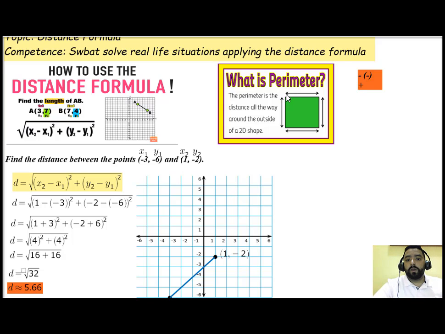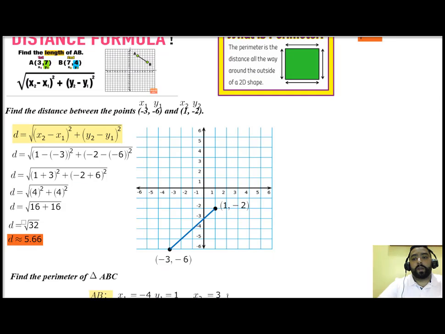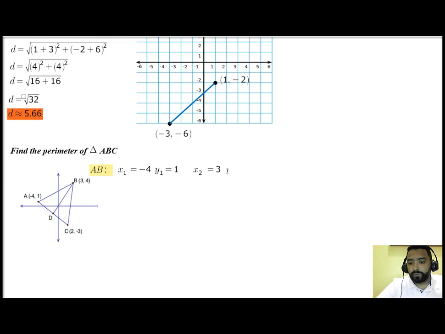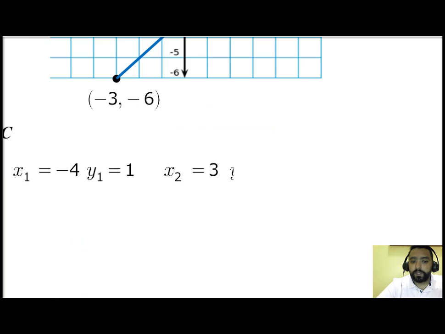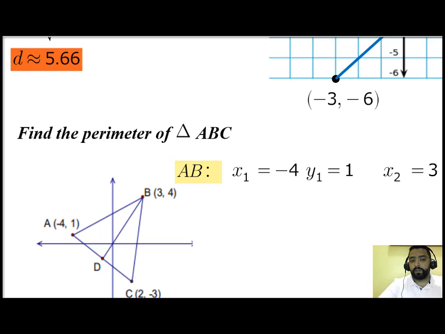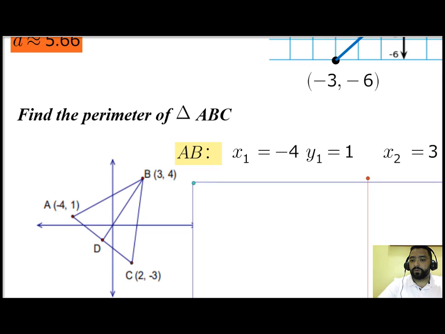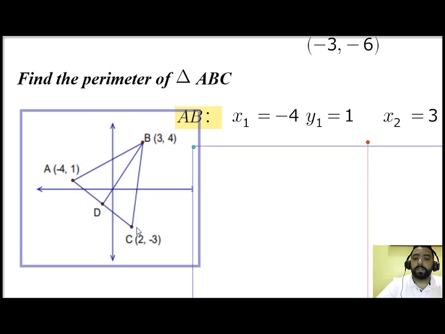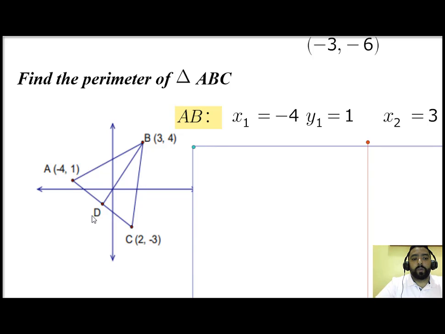For example, here when you add this plus this plus this and plus this. In this case, we don't know the measurement of AB, BC, and CA. We don't know. So what do we have to do? We need to use the distance formula to find the distance between these two points, from AB, from BC, and from CA. So we have the coordinates -1, -4, +1, 3, and 4.